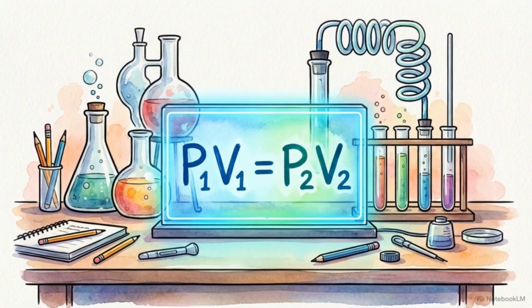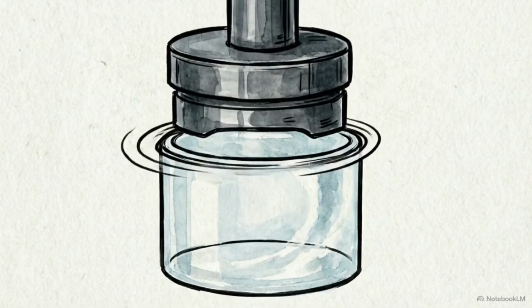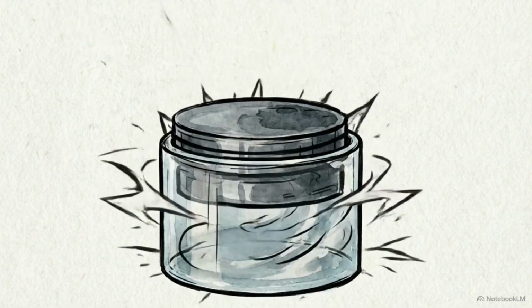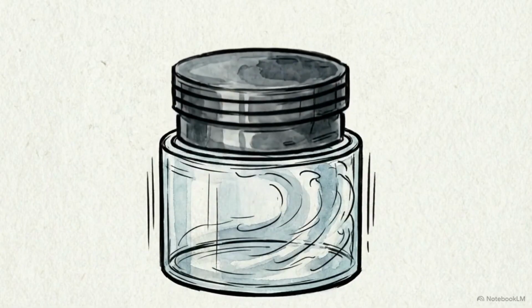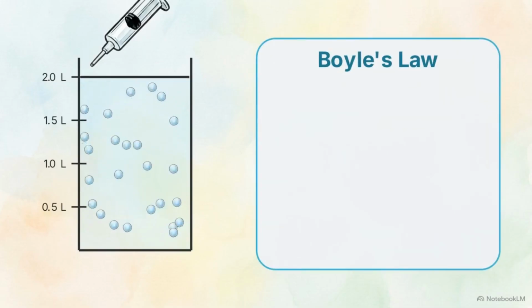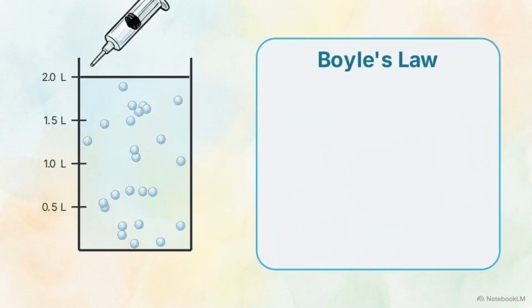Boyle's law describes what happens when the temperature remains constant. In this scenario, pressure and volume share an inverse relationship. As the space available for the gas decreases, the pressure rises. Halving a syringe's volume doubles particle collisions, doubling the pressure.